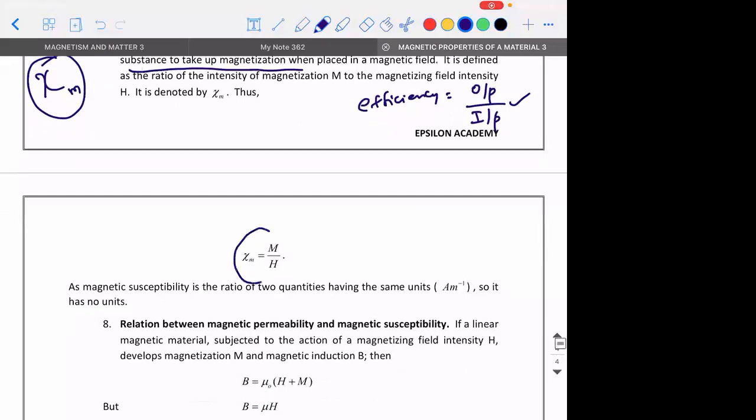So chi-m, susceptibility, basically means the extent to which a material is getting magnetized when you give an input value of H. That is why it is defined as the ratio of magnetization to the magnetic field intensity. An important point: magnetization and magnetic field intensity are dimensionally the same. Hence, susceptibility is a dimensionless constant, just a number. It doesn't have any units.